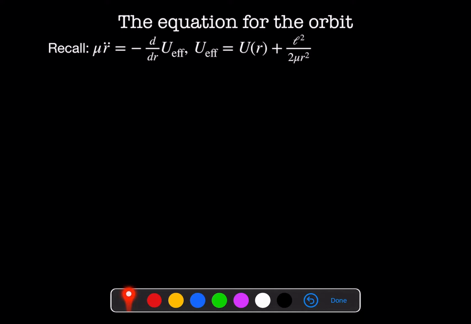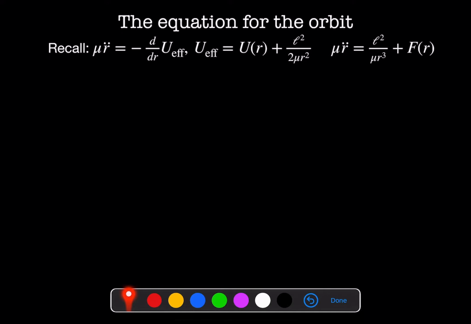Now that we understand what behaviors to expect from different types of orbits, we'd like to solve for the path these orbits take for different central potentials. In the last video, I wrote down the equation of motion for a generic central force. Mu r double dot, so the force in the r direction, is equal to minus d by dr of U effective, where U effective is just the potential coming from my central force plus L squared over 2 mu r squared. And this here is the potential coming from conservation of angular momentum.